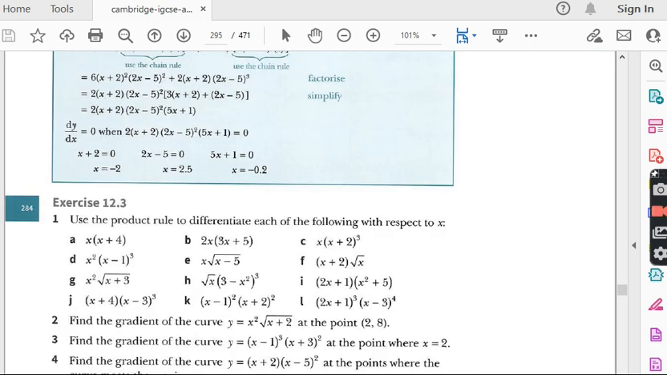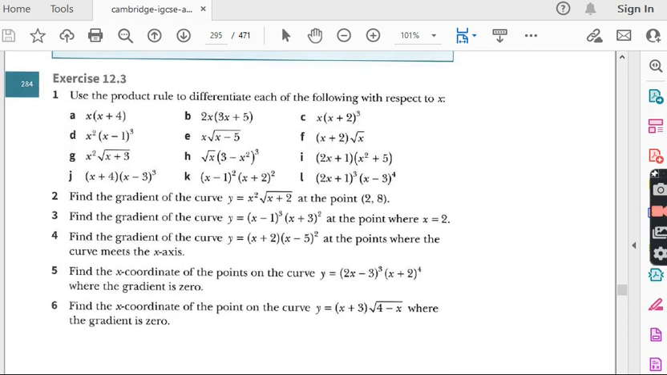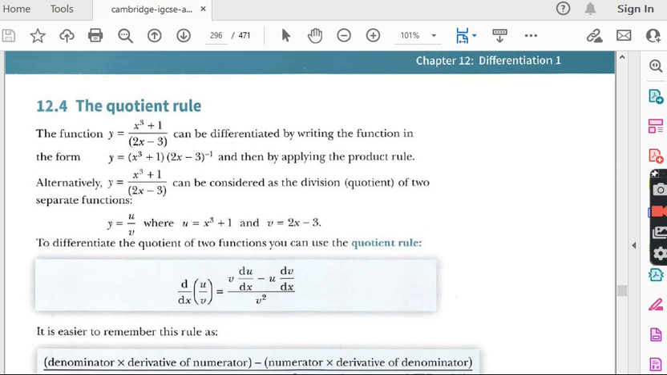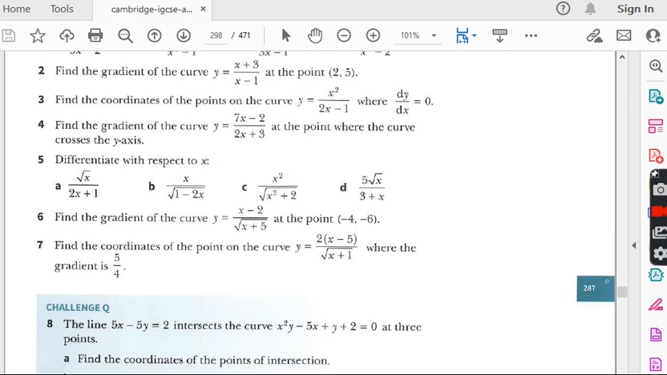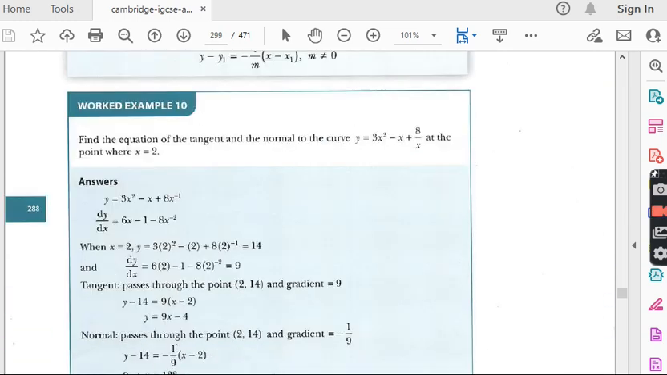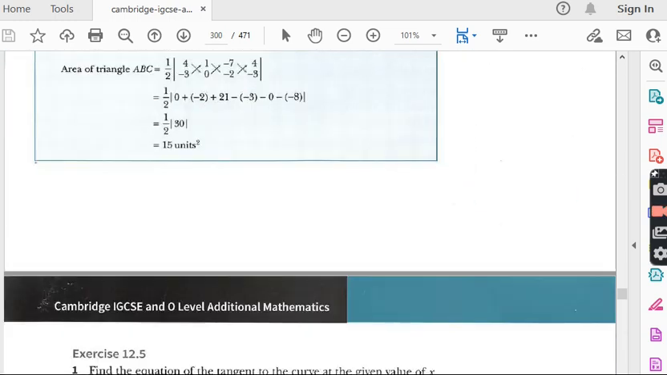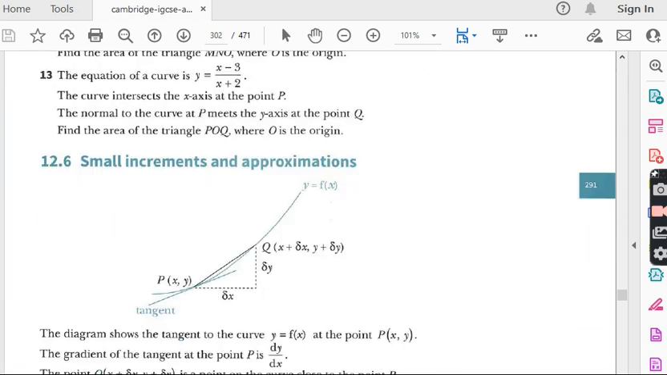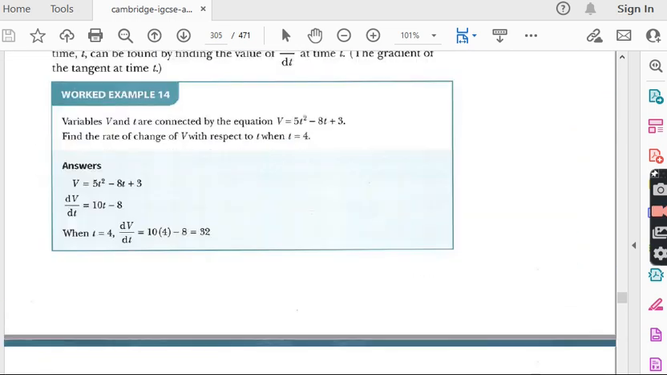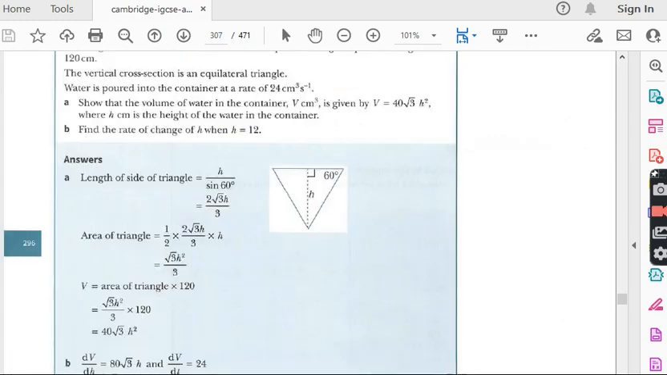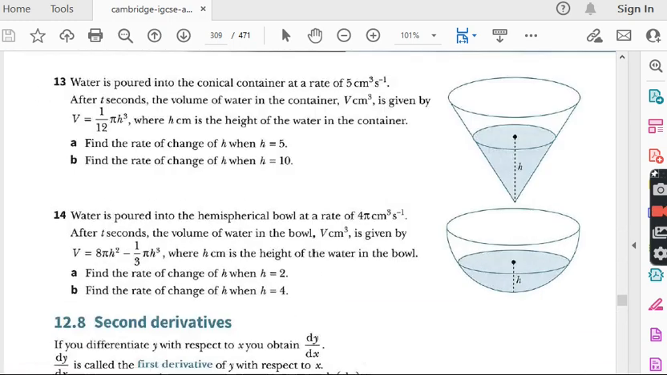Only one formula will be used in this exercise. How many questions? Just 6 questions. I will try to finish the whole exercise in a single lecture. Otherwise, in 2 lectures, definitely this exercise will be finished. Similarly, exercise 12.4, only one formula will be used. So this chapter will end in the next 4 to 5 lectures. 12.6 and 12.7, very easy exercises.